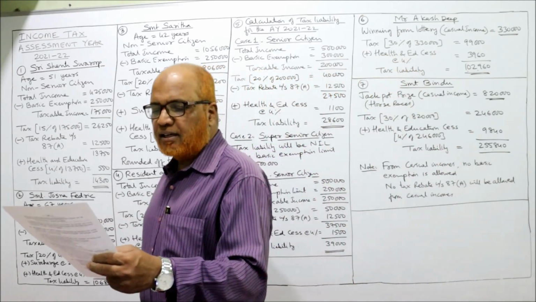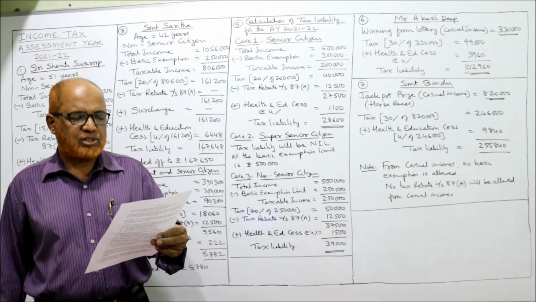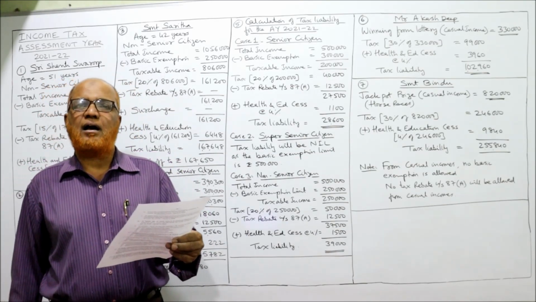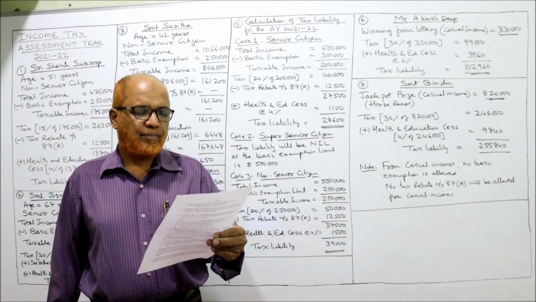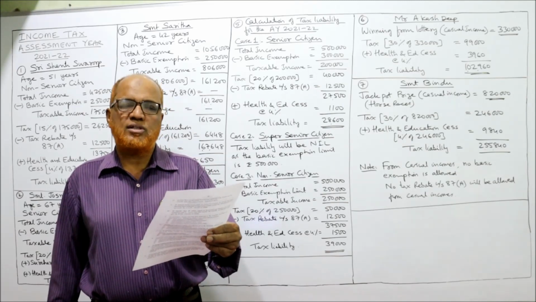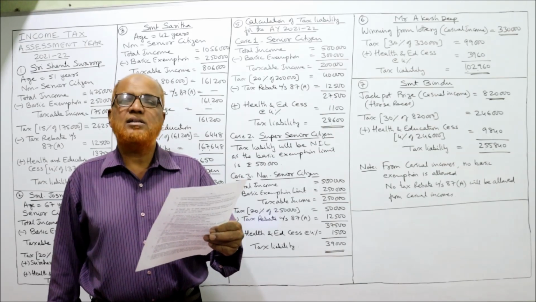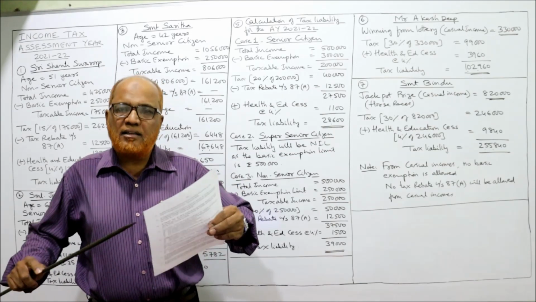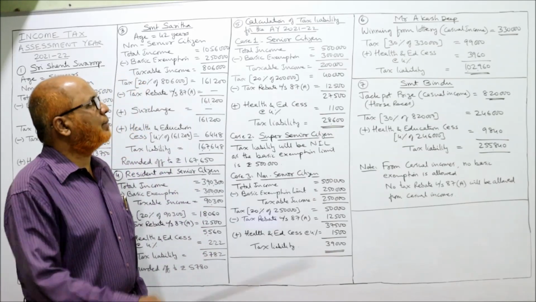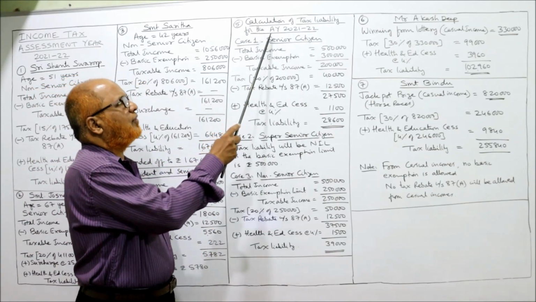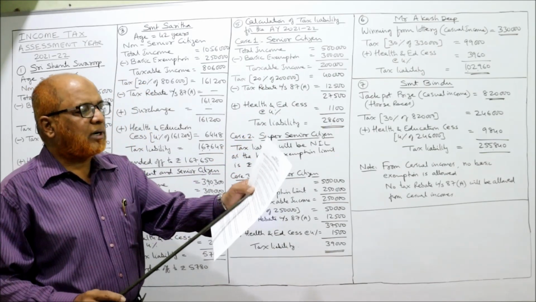Now fifth. Determine the tax liability for the assessment year 21-22 under the following situations. On the total income of rupees 5 lakh, taxable at 20% flat rate. Three situations are given: senior citizen, super senior citizen and non-senior citizen. Under the 3 situations we have to compute the tax liability. One by one we'll take. Calculation of tax liability for the assessment year 21-22. First case, senior citizen. How is the total income?